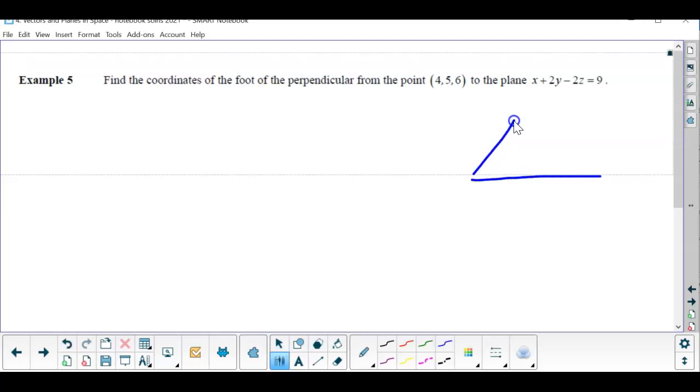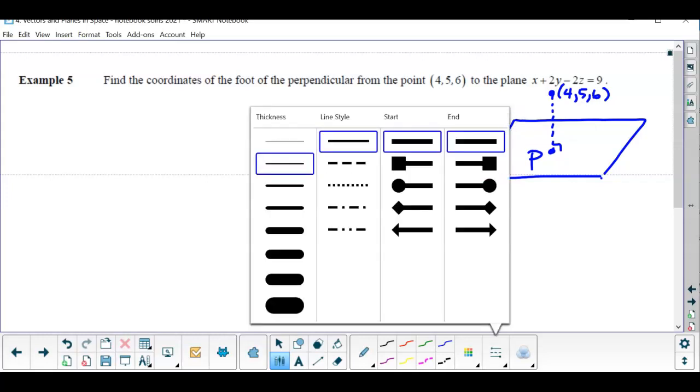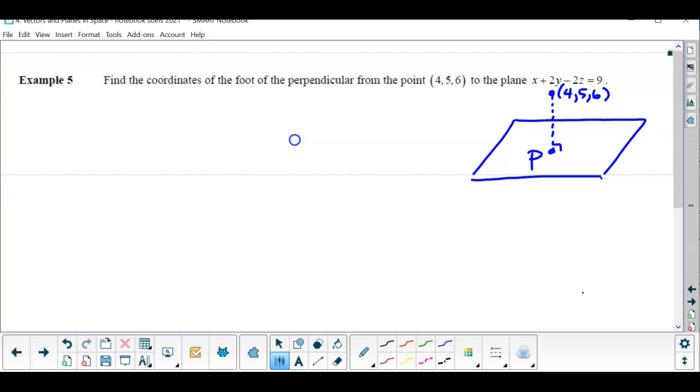So again, it's kind of hard to draw, but if that's your plane, then your perpendicular, this would be the foot of it. Okay, so you call that P, and it says from this point. So we'll call that Q. It meets the plane at 90 degrees. So think about that. Really what you're trying to find is where the intersection of that line is with the plane, the point of intersection.